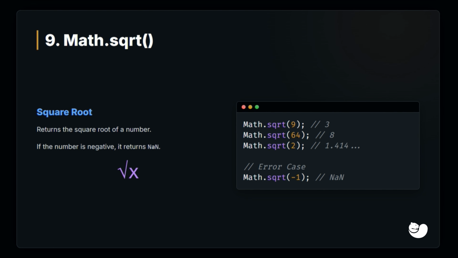You will often find math.sqrt paired with math.pow when implementing the Pythagorean theorem manually. Whether you are resizing images while maintaining aspect ratio or calculating the standard deviation in a statistical analysis app, this function is the engine driving those dimensional transformations.